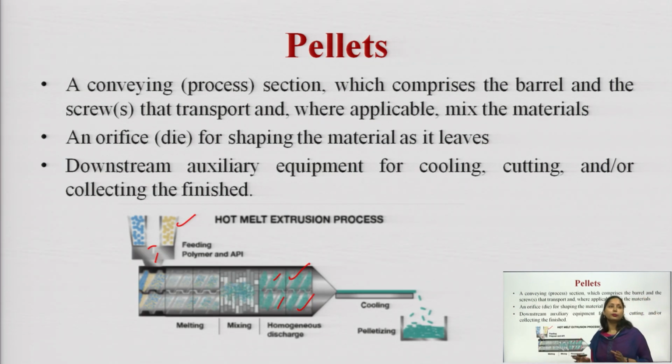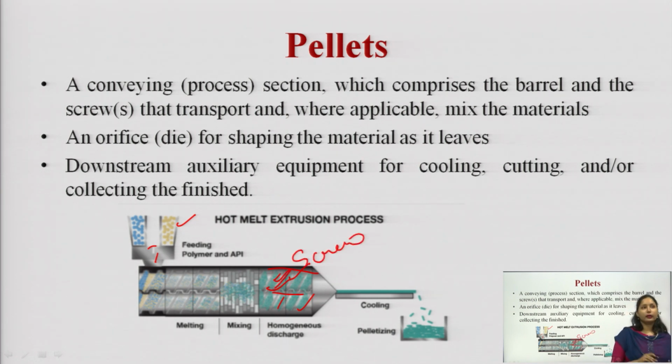Then a conveying section which comprises the barrel and the screw that transport and, where applicable, mix the material. So, another part is the conveying section which comprises the barrel and the screw that transport the material, that is this barrel and this screw which is responsible for the transportation. Then an orifice or a die for shaping the material as it leaves. Then downstream auxiliary equipment for cooling, cutting or collecting the finished product. So, downstream there is a cooling system for cooling, cutting or collecting the finished product.